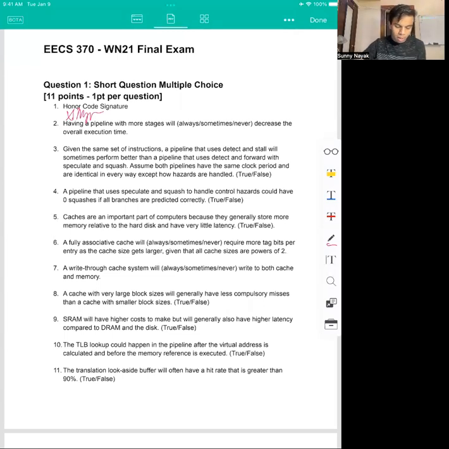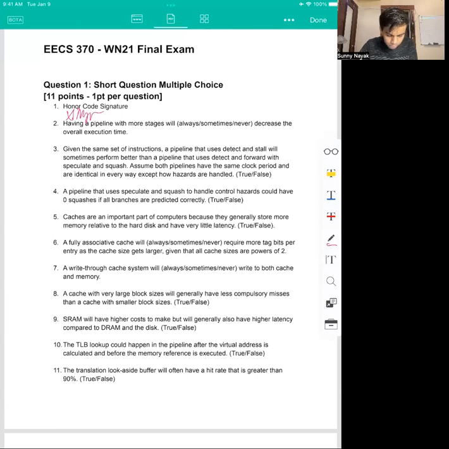Okay, so number two, it says having a pipeline with more stages will always, sometimes, or never decrease the overall execution time. The way I like approaching these problems is I try to find a scenario where this is true, and find a scenario where it isn't true. If I find both, then it's sometimes; if not, it's always or never.